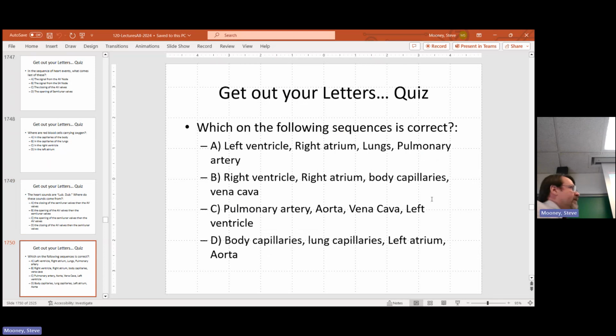Which of the following sequences is correct? If I'm a red blood cell, which sequence is correct for the parts I'm going to flow through? A, left ventricle, right atrium, lungs, pulmonary artery. B, right ventricle, right atrium, body capillaries, vena cava. C, pulmonary artery, aorta, vena cava, left ventricle. Or D, body capillaries, lung capillaries, left atrium, aorta.